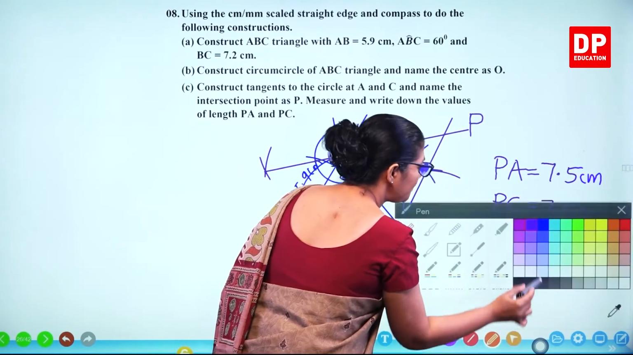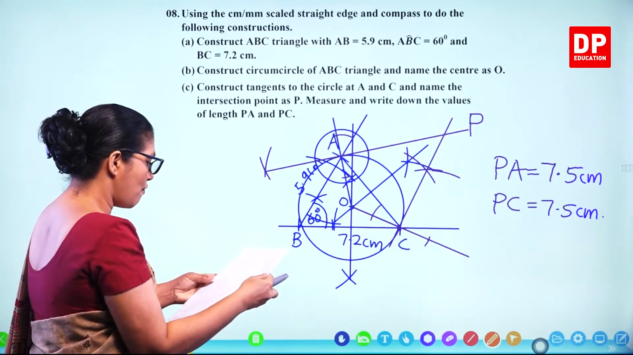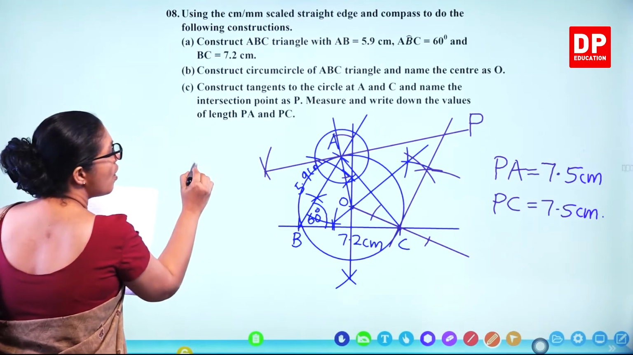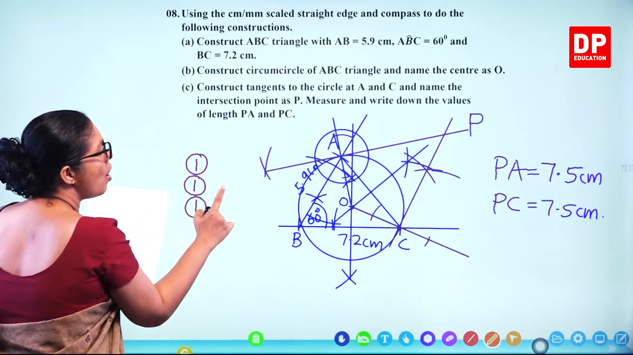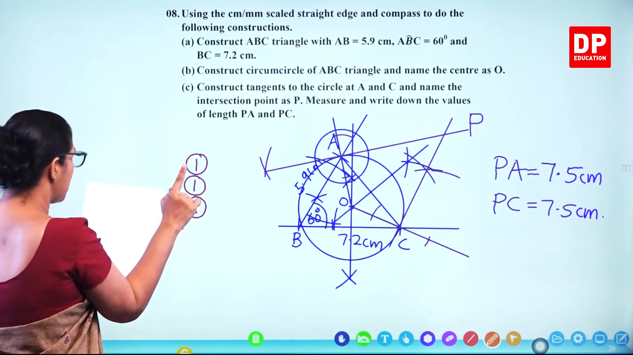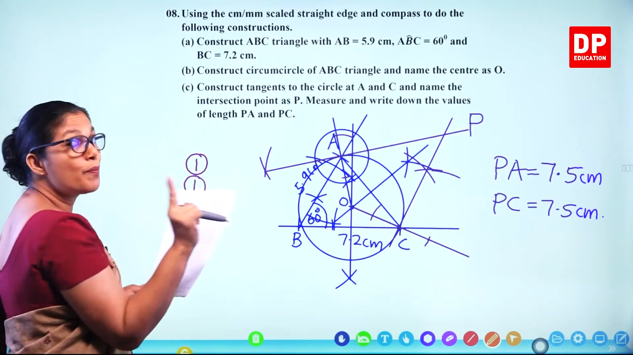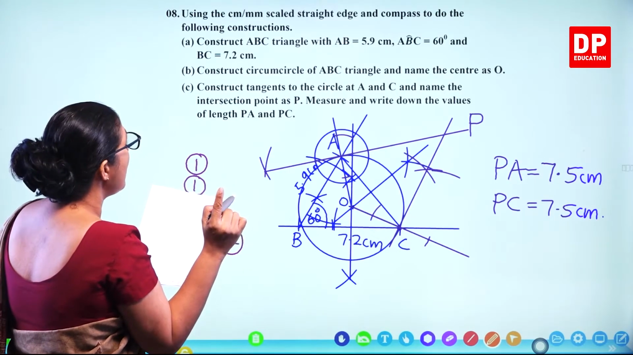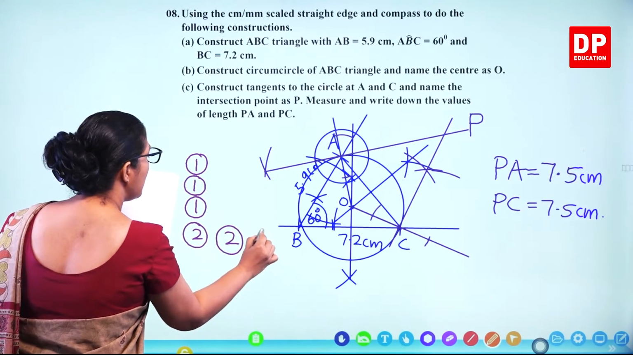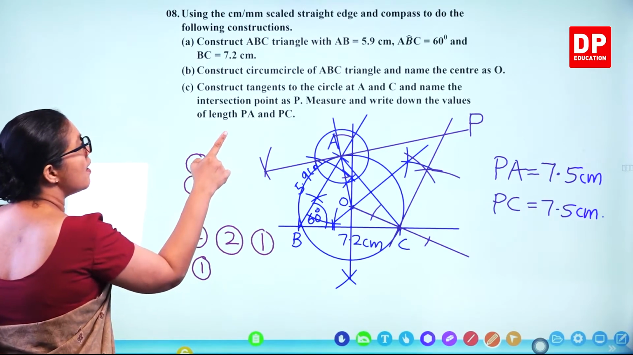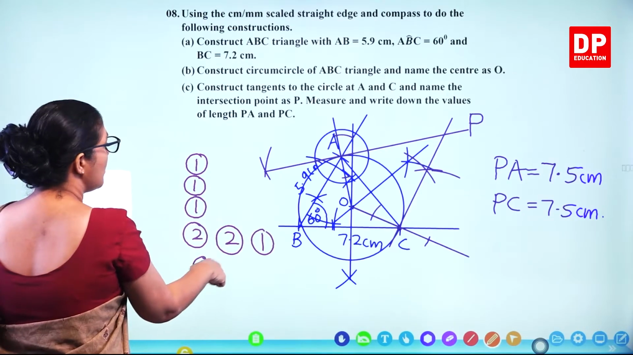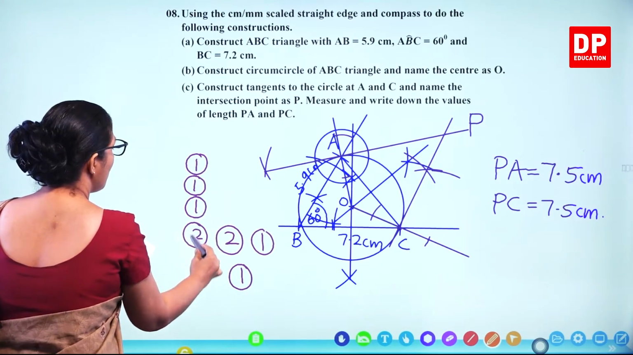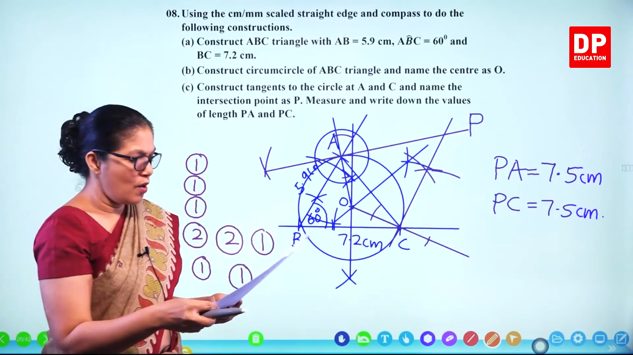So we'll give marks. How many marks are you getting for each step? Each step is 1 mark. 1 mark for BC, 1 mark for AB, 1 mark for AC, and then constructing the circumcircle, 2 marks because we drew 2 perpendicular bisectors, and then drawing the circle, 2 marks, and tangents. For the perpendiculars we can give 1 mark and 1 mark, and drawing the tangent and measuring, 1 mark. Let's see: 1, 2, 3, 4, 5, 6, 7, 8, 9, 10. So 10 marks for the whole question.